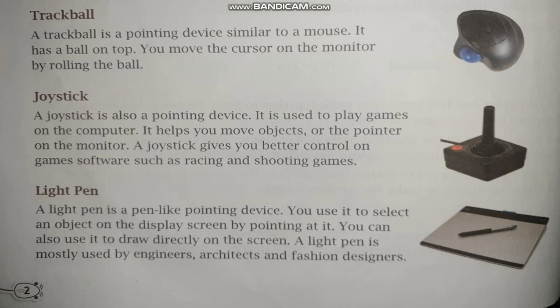Then after, light pen. Light pen is a pen-like pointing device. You use it to select an object on the display screen by pointing at it. You can also use it to draw directly on the screen. A light pen is mostly used by engineers, architects and fashion designers. So, how many pointing devices did we learn today? First one mouse, second one trackball, third one joystick and fourth one light pen.